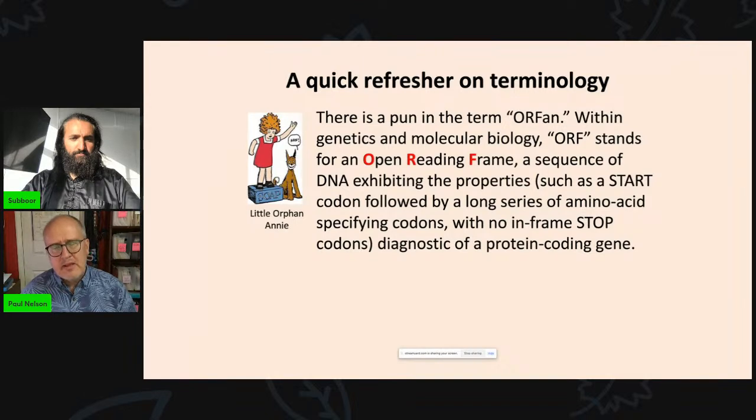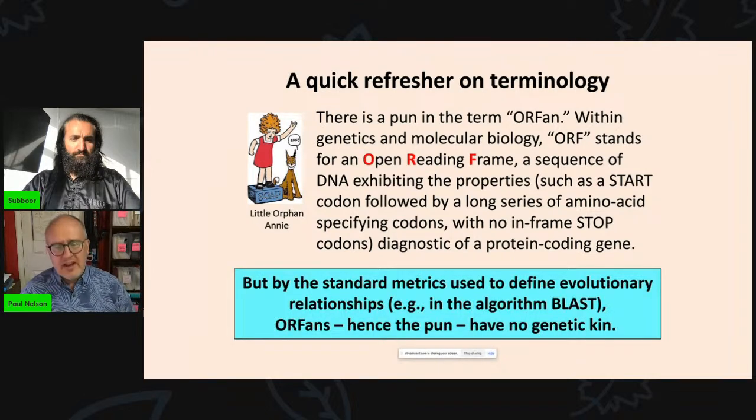Within molecular biology, ORF stands for an open reading frame. That's a sequence of DNA that exhibits the properties, such as having a start codon, followed by a long series of amino acid specifying codons, and no in-frame stop codons, which is diagnostic of a protein coding gene. And by the way, today I will be talking almost entirely about protein coding DNA sequences. There are other types of orphans, of course, but we won't discuss those today.